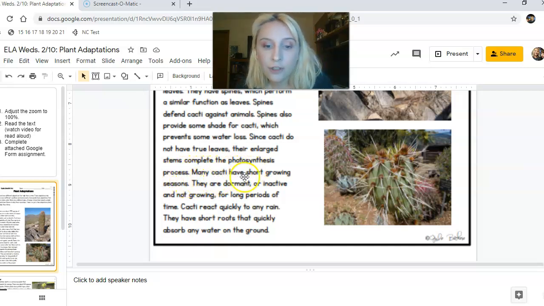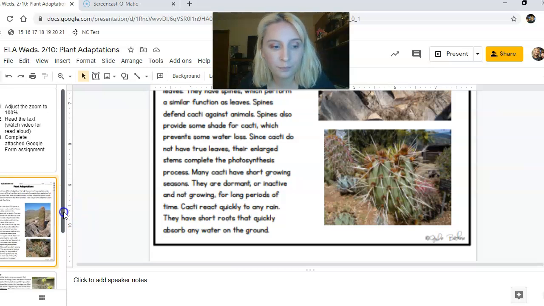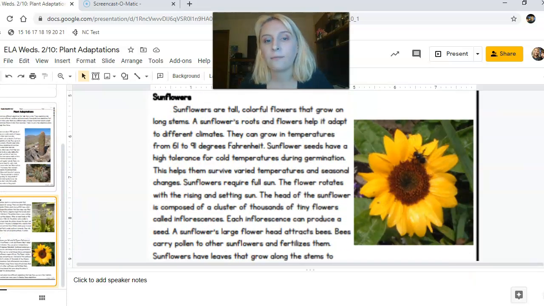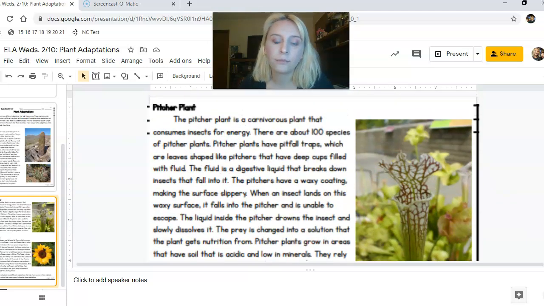Many cacti have short growing seasons. They are dormant or inactive and not growing for long periods of time. Cacti react quickly to any rain. They have short roots that quickly absorb any water on the ground. Next page. Next and final page.